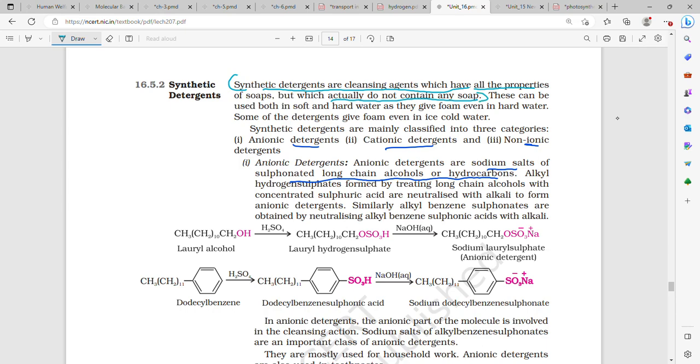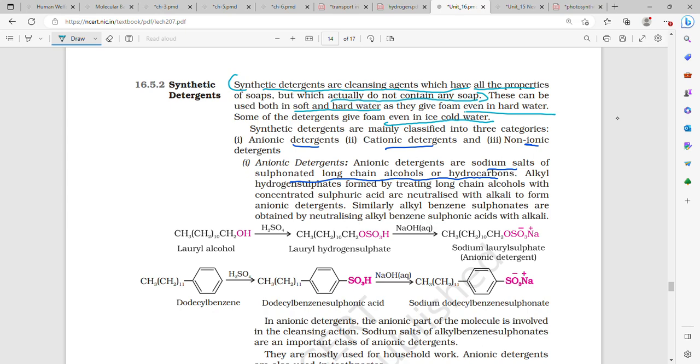So they can be used in both soft and hard water, and they give foam even in hard water. They do not contain any soap, and they can be used in soft as well as hard water. Some of the detergents give foam even in ice cold water. Forget about hard water and soft water, even in ice cold water they can give foam.